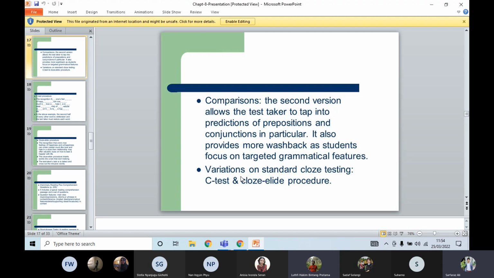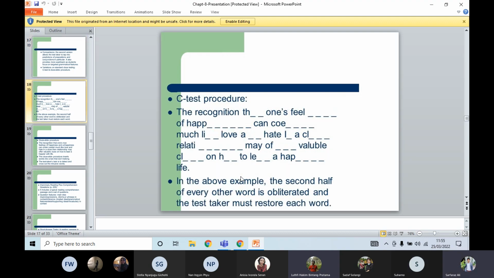And the variations on the standard cloze tests are of two types. One is the C-test and the other is the cloze-elide procedure. To make the concept clear, in the C-test procedure, you can see that we are given the blanks to fill. We may be given the blanks for selecting the appropriate prepositions or maybe the words.